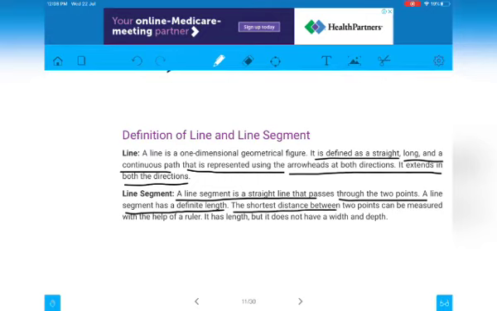The shortest distance between 2 points can be measured with the help of a ruler. It has length, but it does not have width and depth. So this is the difference between a line and the line segment.